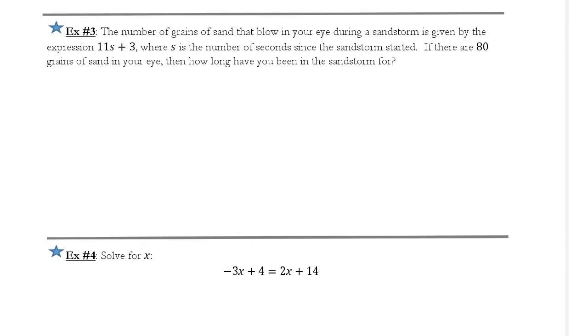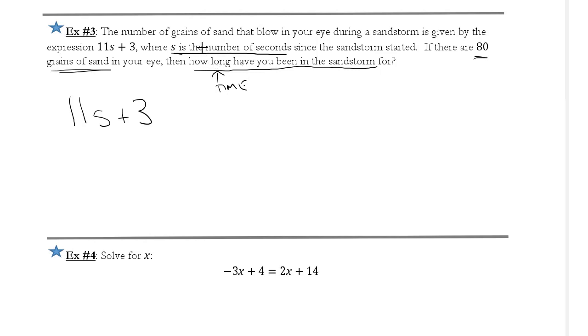Example number 3. The number of grains of sand that blow in your eye during a sandstorm is given by the expression 11s plus 3. So I'm just going to write that down here, where s is the number of seconds since the sandstorm started. So if there are 80 grains of sand in your eye, the question is asking, how long have you been in the sandstorm? So the question is asking us for time, and we know that s is the number of seconds, so s represents time.